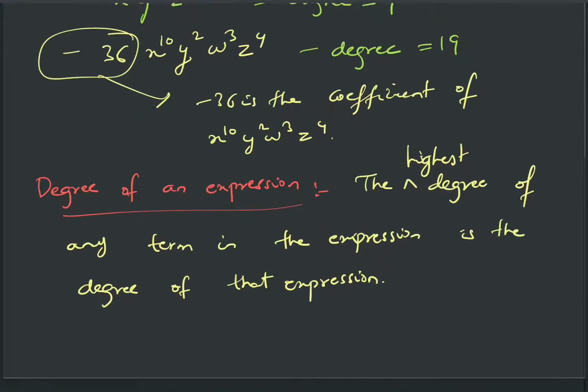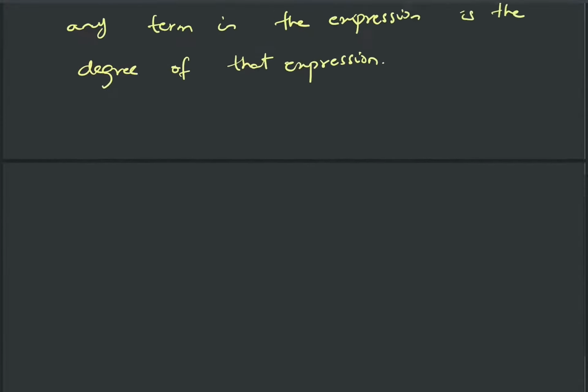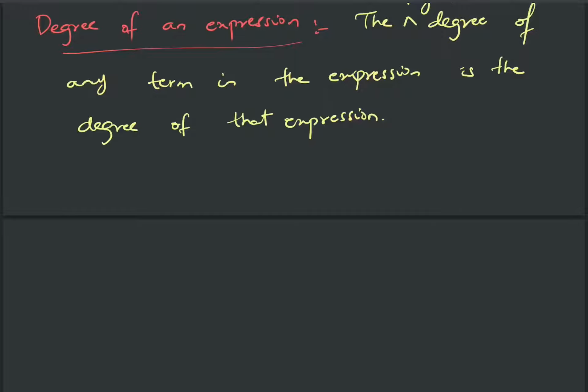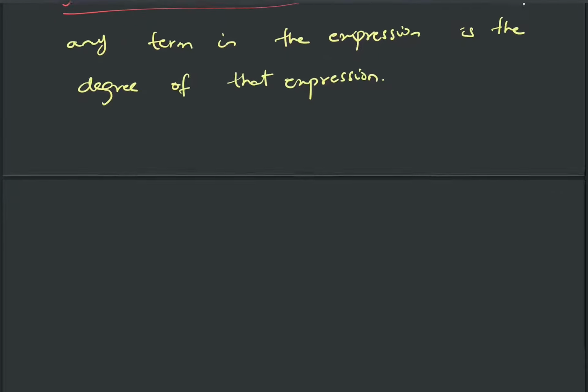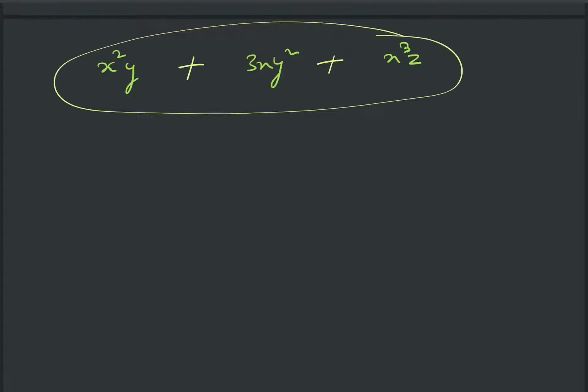So first of all, what is an expression? An expression is nothing but a combination of terms, right? It is a combination of 2 terms, 3 terms, 4 terms, by using some signs, plus, minus, right? That is an expression. For example, if I take one term as x square y, say 3x y square, and say x cube z, these are 3 terms. If I just put a plus sign between these 3 terms, then this entire thing is called an expression.